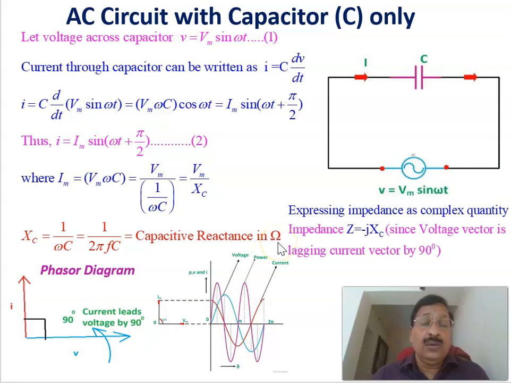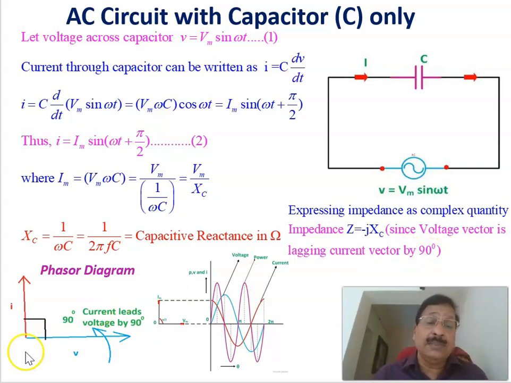Expressing the impedance as a complex quantity, we get Z equal to minus jXc. Previously, in the inductive circuit, Z was plus jXL. But in the capacitance, it is minus jXc. The reason is that in this case the voltage vector is lagging the current vector by 90 degrees, or we can say the current is leading.